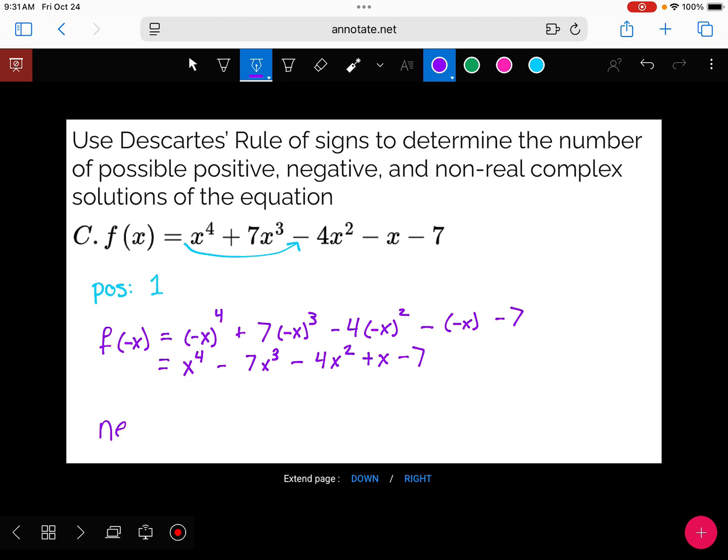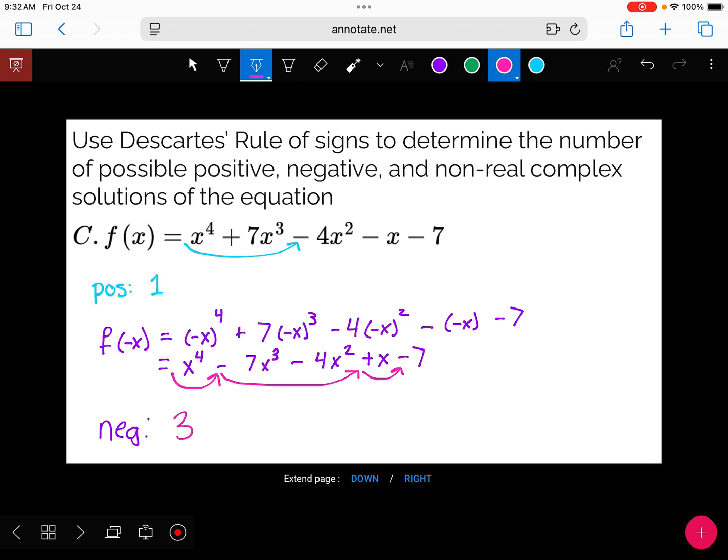So how many negative roots are we going to have? Let's say, because we start positive and we instantly switch negative, there's one change. Then we switch to positive, so there's two changes. And then we switch back to negative, there's three changes. So we could have 3 negative roots.